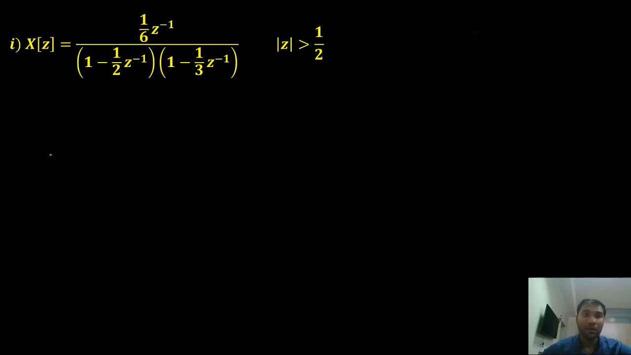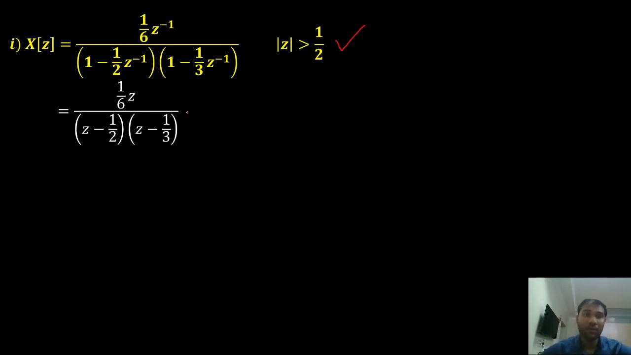Now we'll use the same two examples that we used for the long division method, and we'll find the inverse using the partial fractions method for those same problems, and we'll see if we are getting the same answer. So the first question is x of z is given like this. Now I'm going to convert that into powers of z. Instead of z inverses, I'm making it z. So this is the x of z, right?